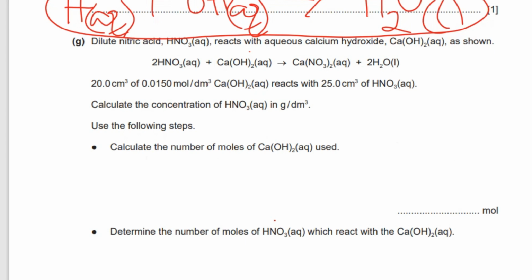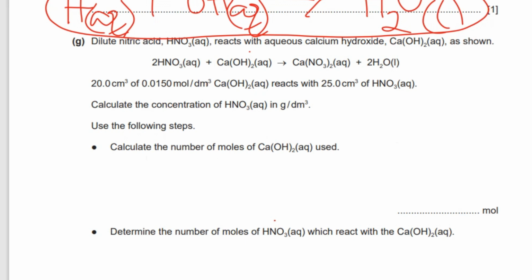Now we are told that 20.0 cm³ of 0.0150 mol/dm³ calcium hydroxide reacts with 25.0 cm³ of HNO3. Calculate the concentration of HNO3 in g/dm³. Use the following steps. Okay, the very first step, calculate the number of moles of calcium hydroxide used.